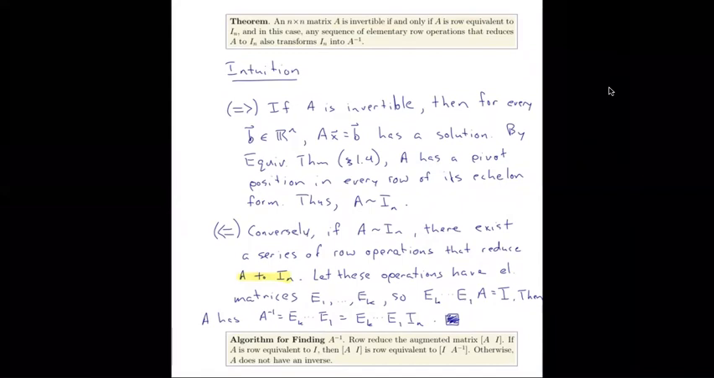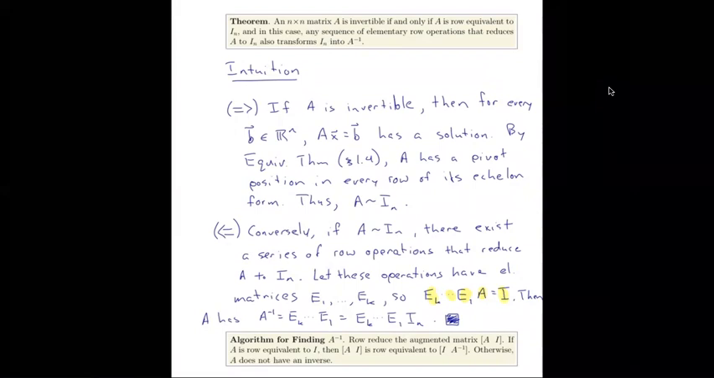So if we let these operations have elementary matrices E1 through EK, so say we do a number K of row operations to reduce A to the identity matrix, well then for each of those row operations, we have an elementary matrix E sub I, or E1 through EK. So if we multiply A by those elementary matrices, those are the row operations on A that we get to reduce it to I. Well, we have this string of products. We have E1 first applied to A, then E2 times that result, then E3 times that result, all the way up to our last one, EK times that result, to give us the identity matrix.